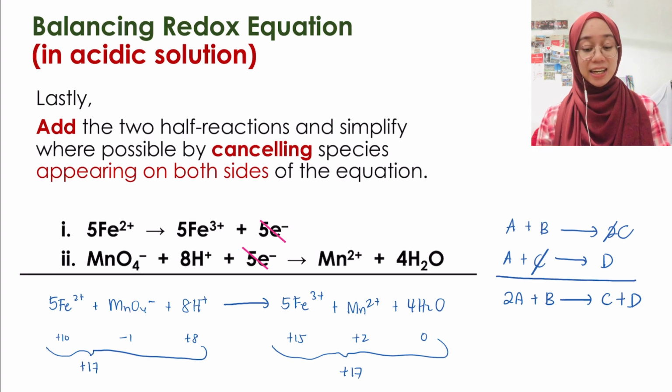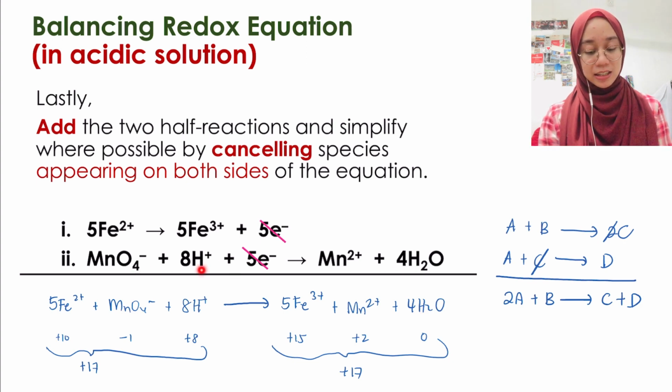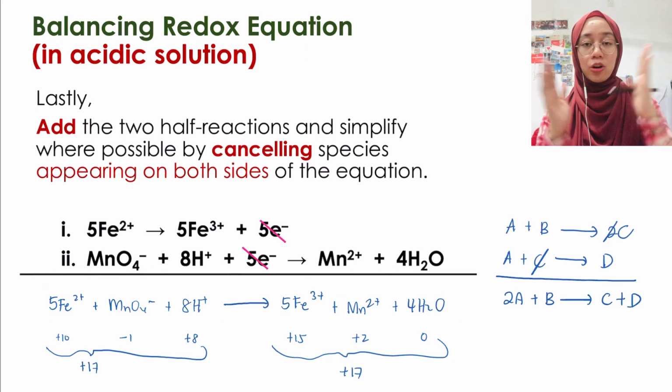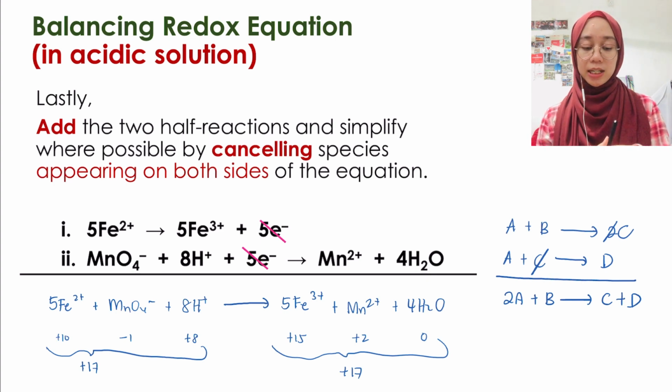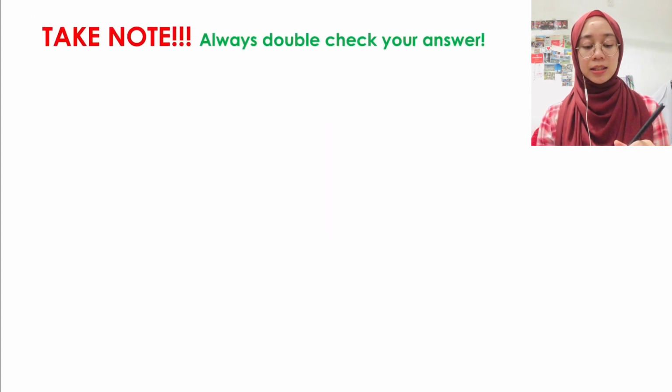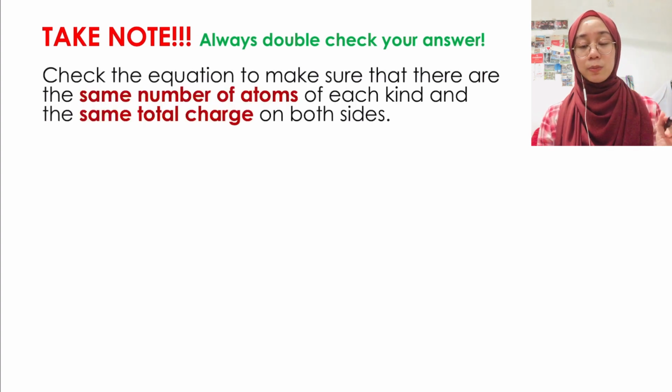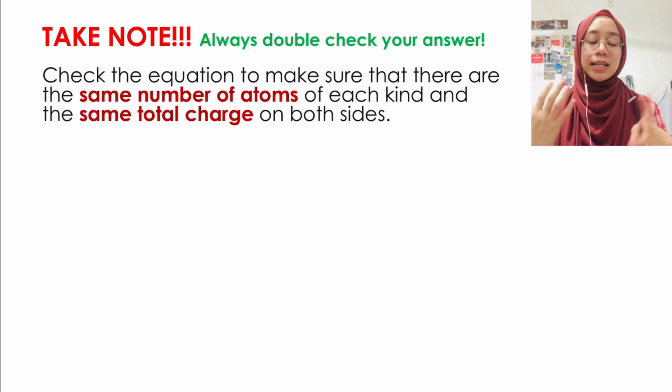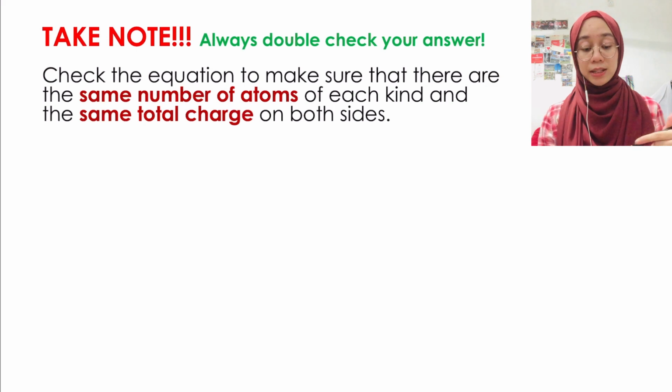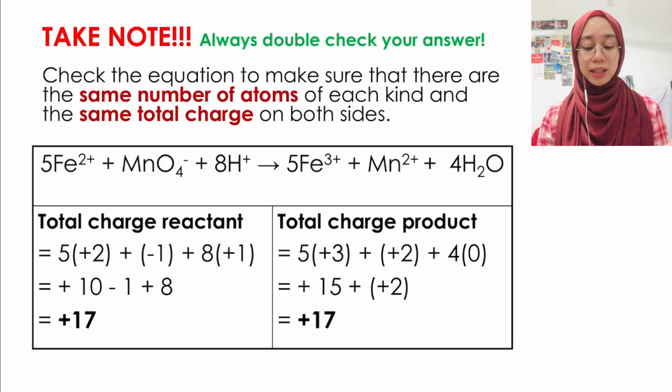So settle, habis dah. So this is your final answer. This one is your final answer once kamu dah combine semula the two half equation. Okay, jadi yang ni just Miss minta kamu take note lah to always double check your answers. Tadi Miss dah tunjuk dah pun yang kamu kena double check dia punya number of atom sama, tapi lagi senang bila kamu check total charge on both sides. Okay, whereby kamu akan dapat 17 to 90.